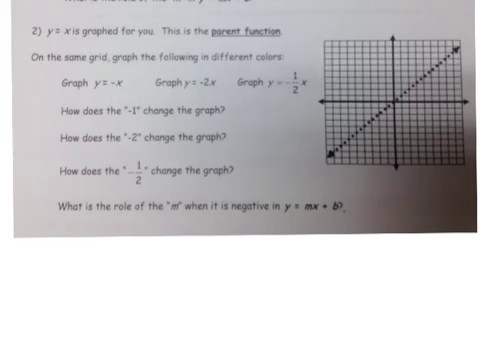Alright, so now we have the parent function graphed again, y equals x, and now we're going to look at what happens when you introduce a negative in front. So we have a slope of negative 1. That means we're going to go down 1, right 1. And it's still going to start at the origin. So it starts there, down 1, right 1, down 1, right 1. And so this is the line we get. So how does negative 1 change the graph? It makes it go downhill.